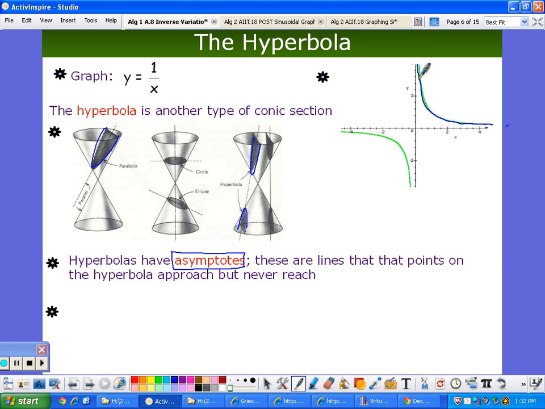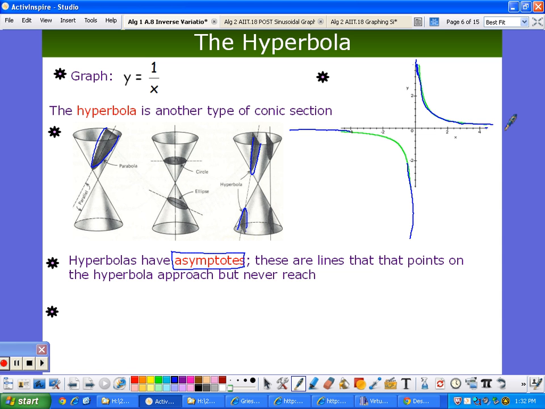Same thing here. As this gets closer and closer to 0 on the x-axis, it will not go past it. This also gets very close. Asymptotes are the lines that they can't cross. It's like brick walls. Like you had two brick walls here, and they kind of ricochet off, but they never quite touch it.